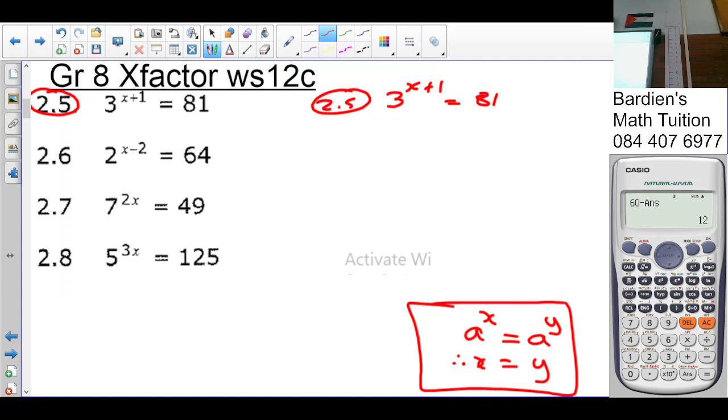So what's going to happen here? 81 can be written as what? 3, yes, it must be written as 3 to the exponent. You all agree with that? So 3 times 3 is 9, times 3 is 27. 27 times 3 is 81. You understand?